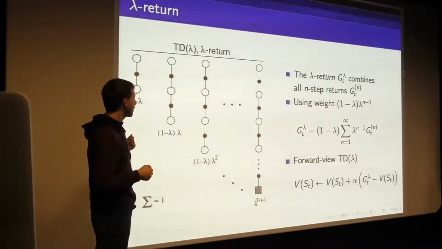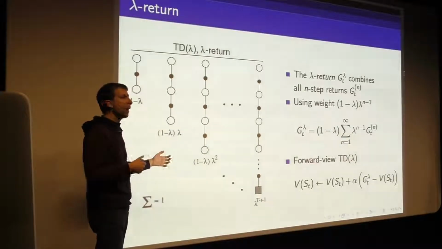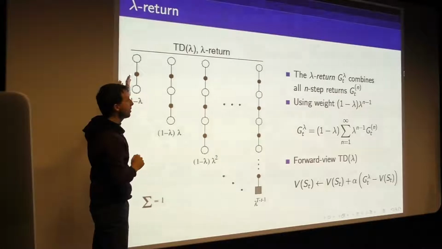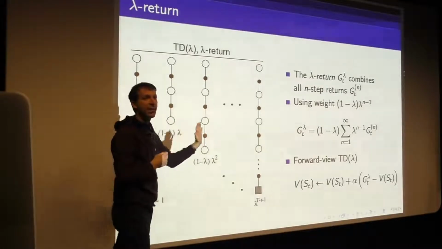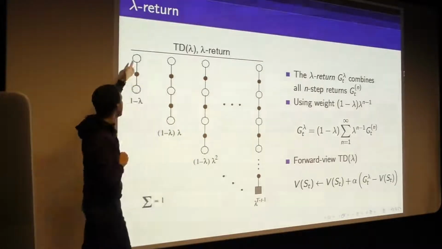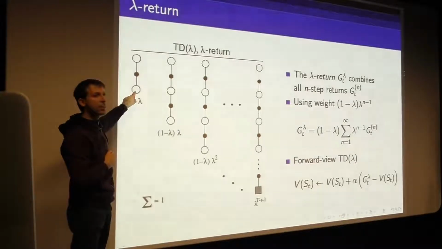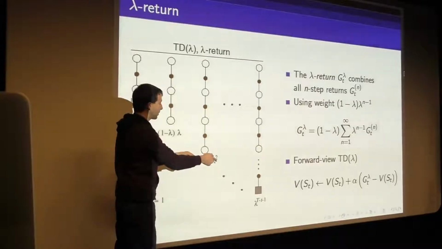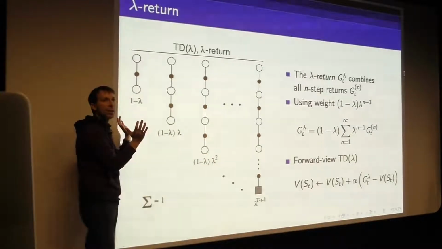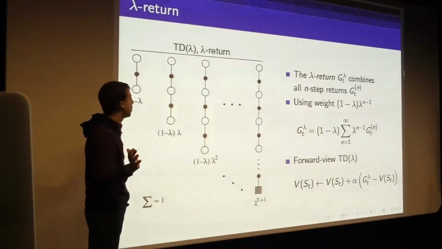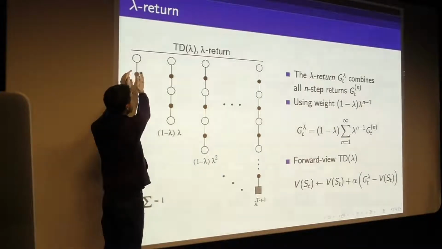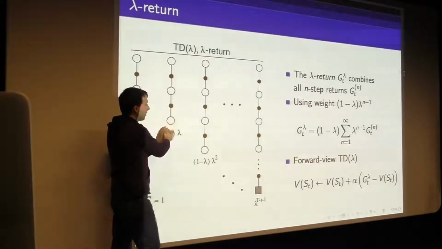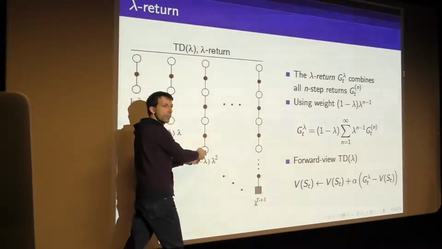This constant lambda tells us how much we decay the weighting for each successive n. We have a weighting of 1 minus lambda for the one-step look ahead, and then we keep multiplying successively by lambda. This 1 minus lambda is a normalizing factor that makes all of our weights sum to 1. We multiply by lambda again when we go from n equals 2 to n equals 3, again for n equals 4, and so forth.